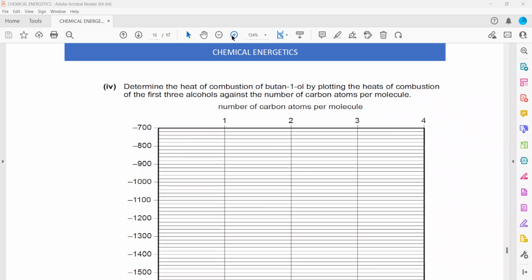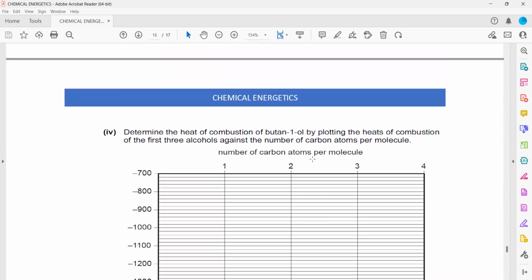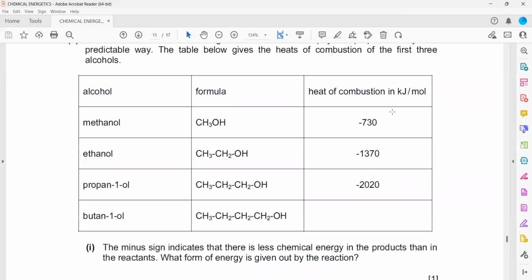There are 5 lines between 700 and 800. So each line is representing 20. Means the first line below the 700, minus 720, minus 740, minus 760, minus 780, minus 800. So each line is representing 20. Now the values are 730, 1370, 2020.